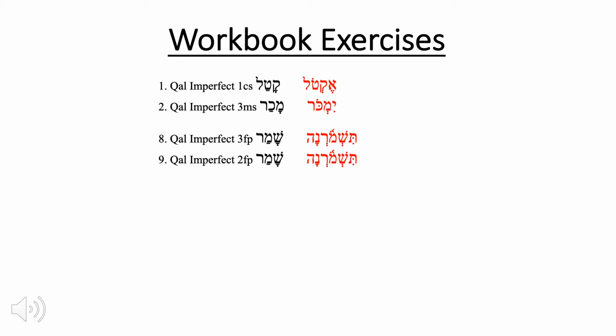They're a little tricky because number 8 and number 9 actually give you the exact same answer. Remember, the third feminine plural and the second feminine plural have the same preformative and sufformative: a tav plus a nun plus a he. So that we get tishmorena in both of these. Again, a little tricky, but you should be able to master it, that third feminine plural and second feminine plural are exactly the same.